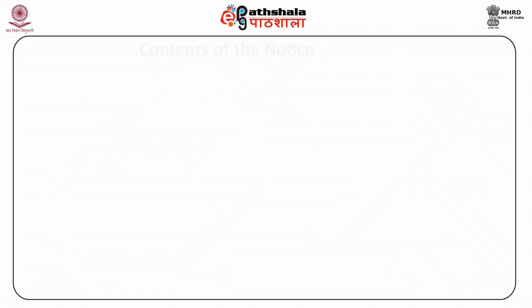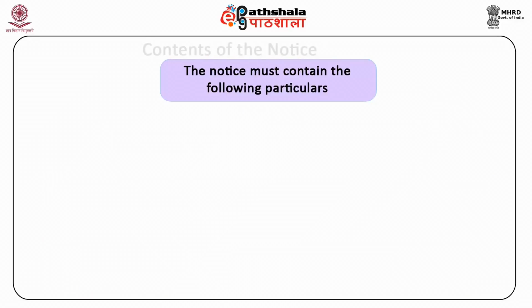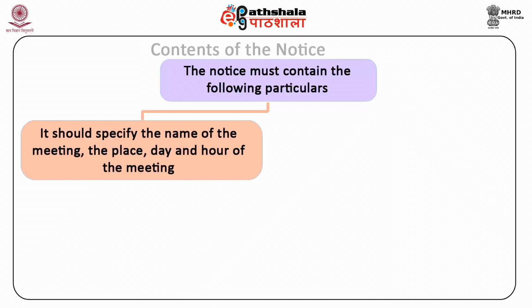Contents of the notice. The notice must contain the following particulars. First, it should specify the name of the meeting, the place, day, and hour of the meeting, and the meeting to be valid must be held at the place and time specified.